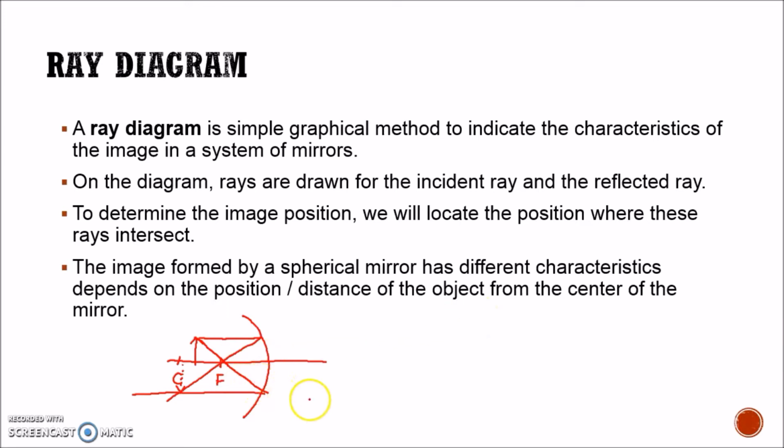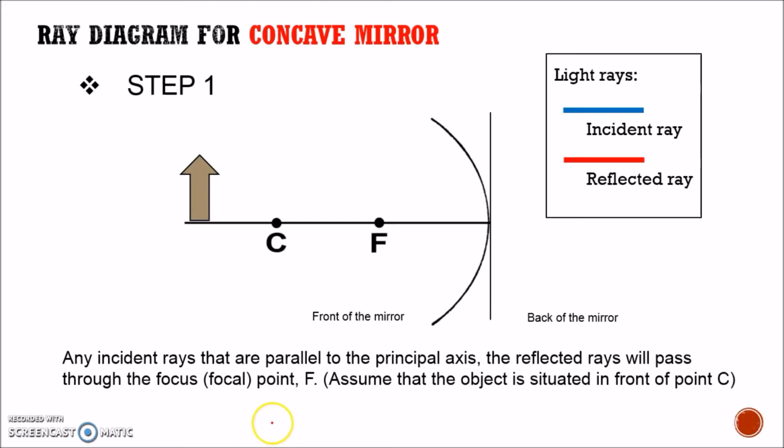So after this, we are going to learn step by step how to sketch the ray diagram for concave and convex mirrors. Let's start with the concave mirror. Before we go to step 1, please make sure that you have a pencil and ruler. So, sketch the correct concave mirror, the principal axis, the aperture lines, and label point C and point F. Please make sure that point F is labeled in the middle between point C and the mirror.